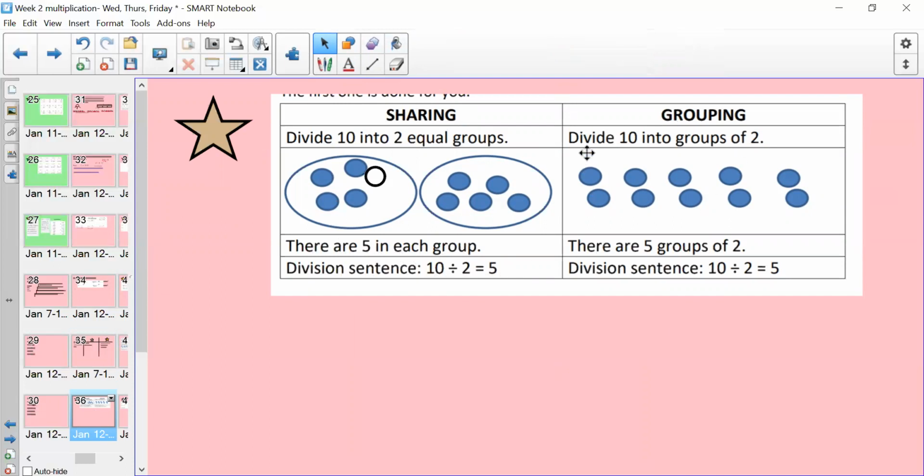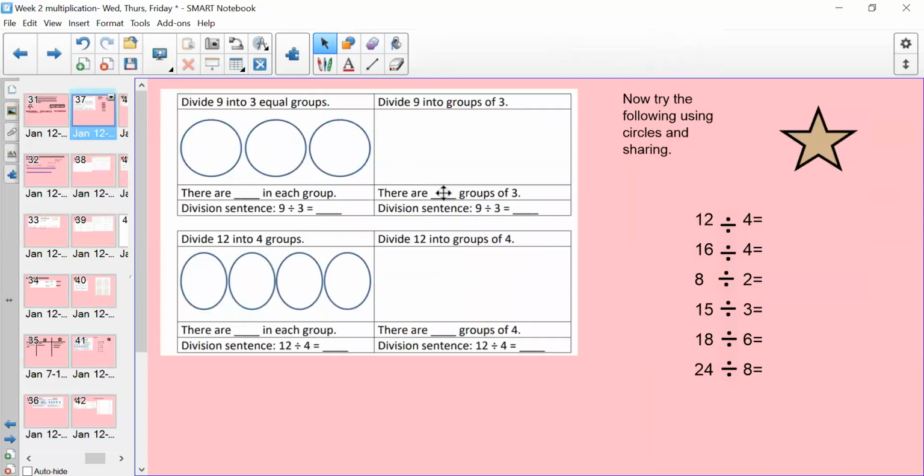And then this side, divide 10 into groups of 2. So there are 5 groups of 2. The division sentence will be 10 divided by 2 equals 5. So that's just an example of what you need to do. The actual sheet is over here. And then the sums that you need to do afterwards are over here. And you can draw circles and share out if you would like to as well. The most children that went to Miss Hand could be doing this activity.